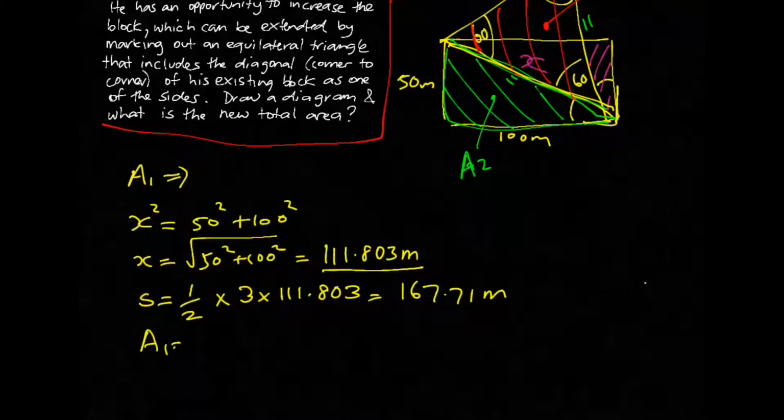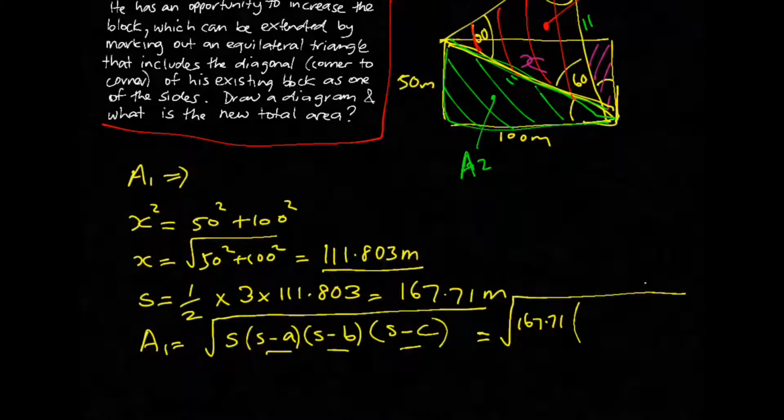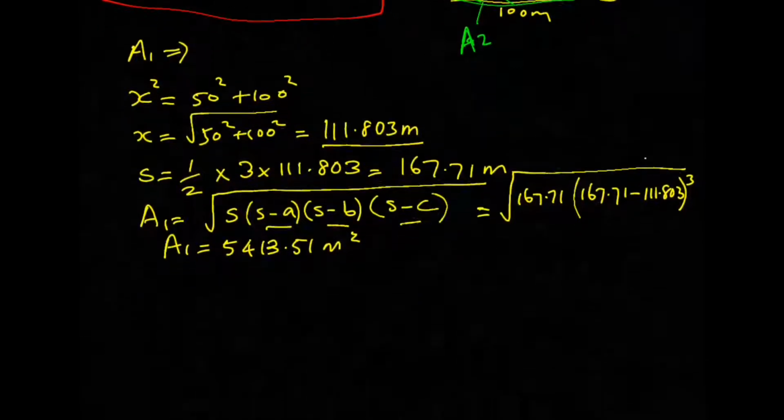So area 1 is equal to the square root, this is Heron's rule, s times s minus a, s minus b, s minus c, and that equals the square root of 167.71 times, now because each one of these is the same, we can just say 167.71 minus 111.803 cubed. So A1 is equal to 5,413.51 meters squared once you calculate that out.